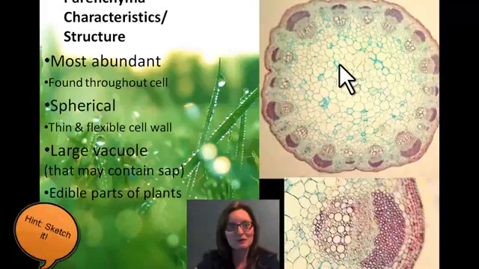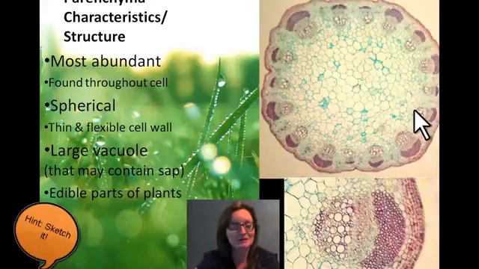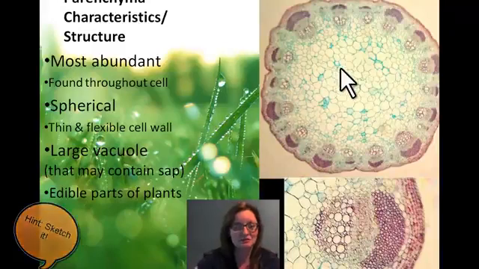Now, what's cool about parenchyma is that it is the edible part of plants. So when you eat a delicious vegetable or a piece of fruit, then you're enjoying the cells of the parenchyma. Typically we get rid of the peel and things like that are making up the other tissue types.